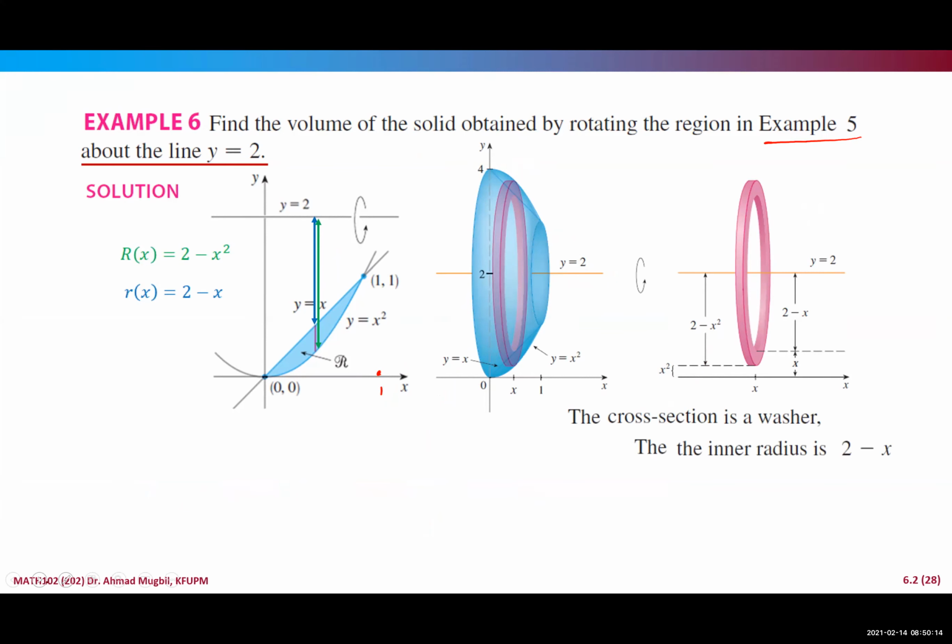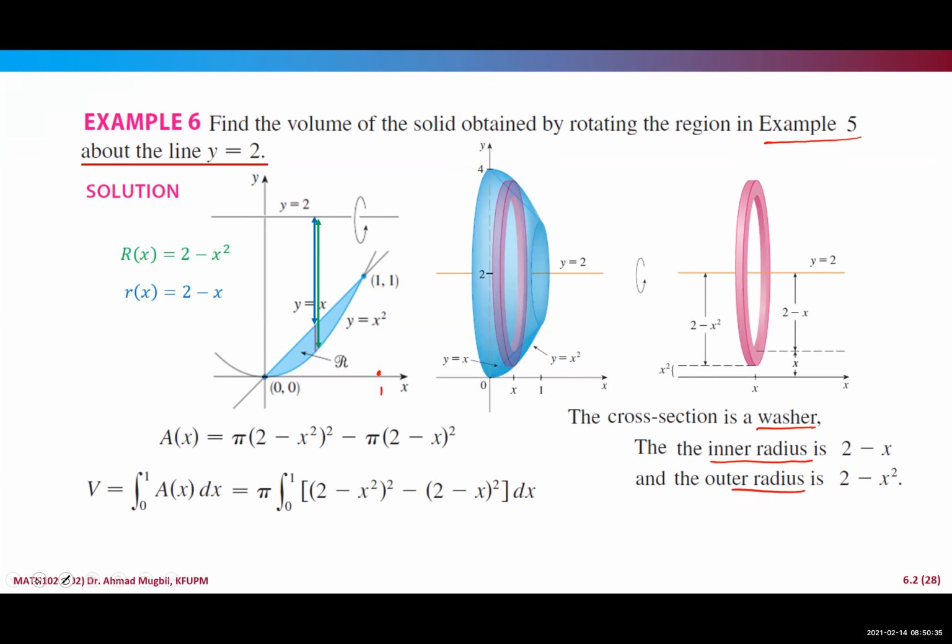So the cross section here is a washer. This is important. What is the inner radius, which is r of x? What is the outer radius, which is R of x? This is as I said before, shabab. And now you will multiply by the square of R capital, minus the square of r small. Integrate them from 0 to 1. Why from 0 to 1? It is clear from the previous example.